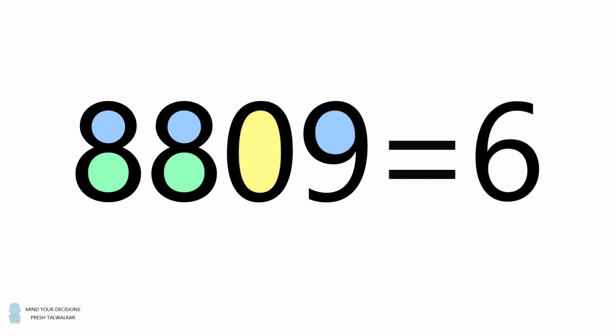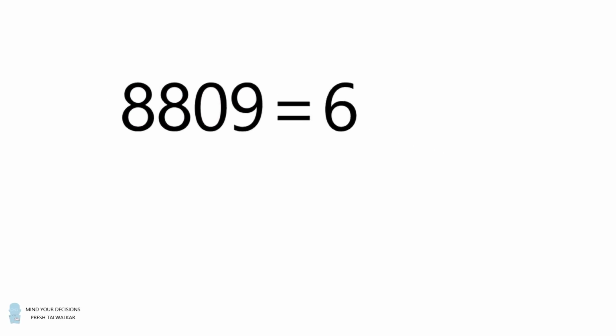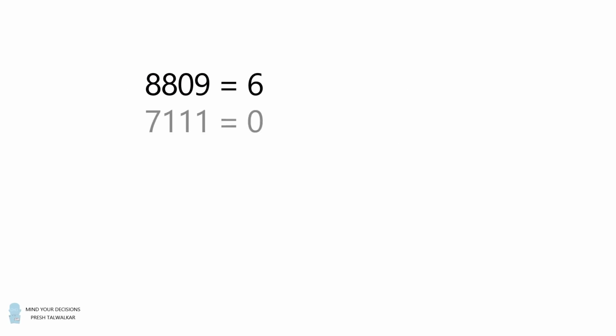So what is the pattern? You want to figure out the number of holes or the number of closed paths of a number. So the number 8809 has exactly 6 holes or 6 closed paths. Thus 8809 maps to the number 6. We can apply this pattern and see it fits all of the other observations we're given.